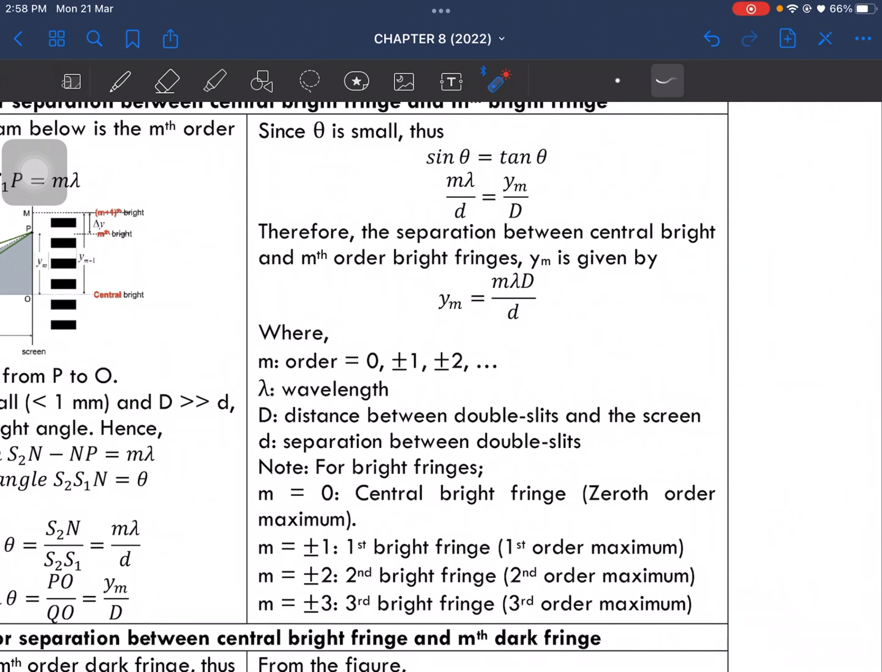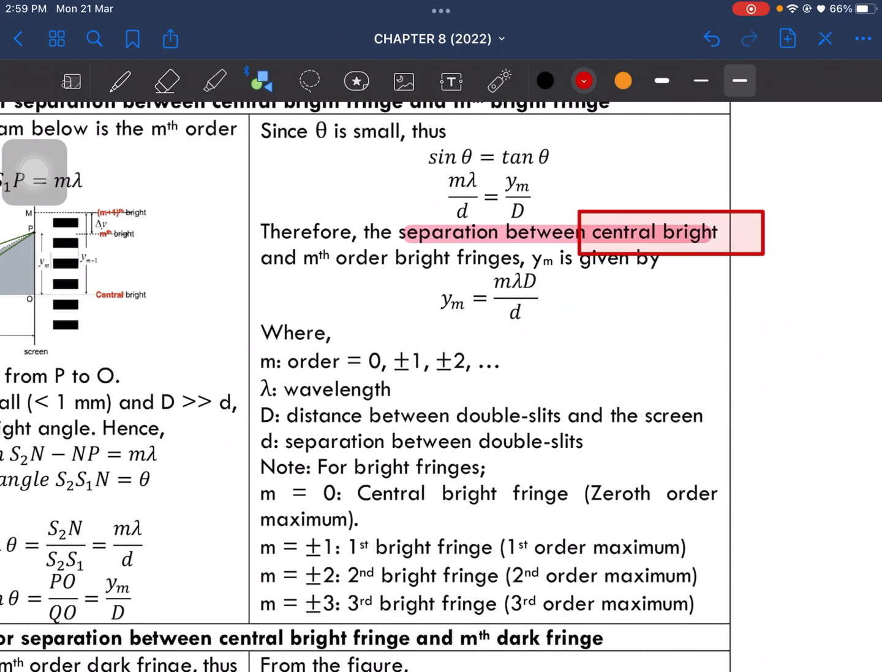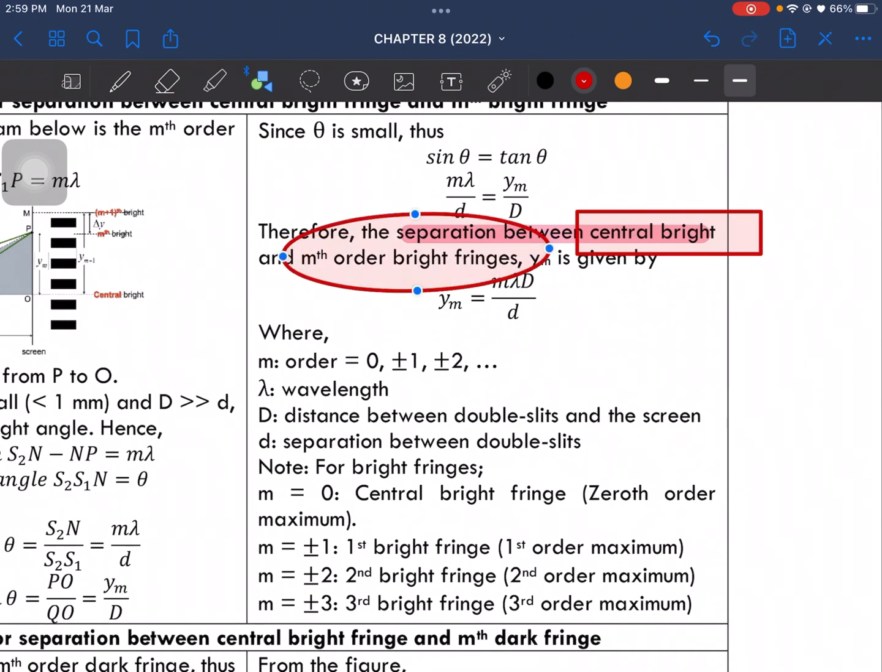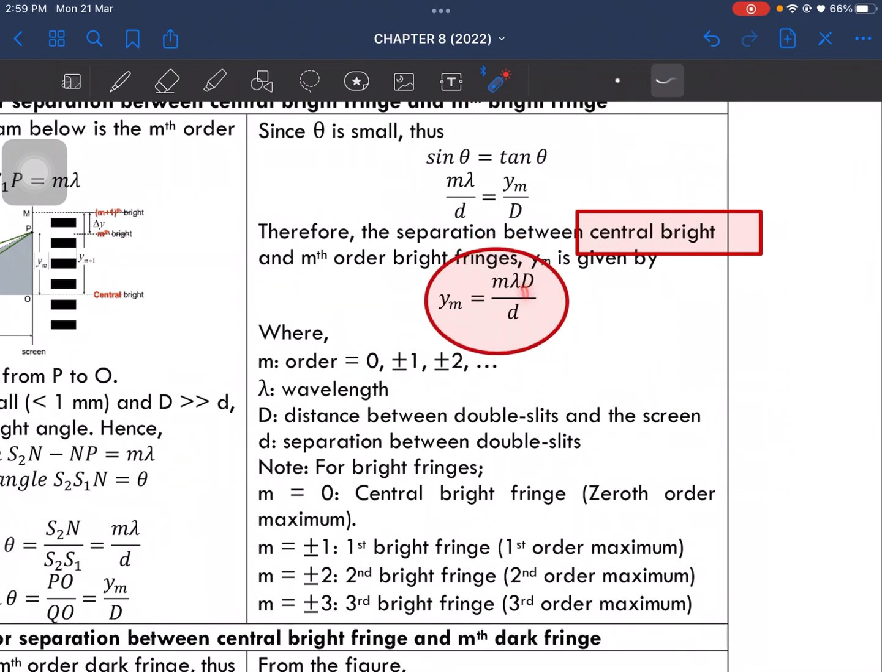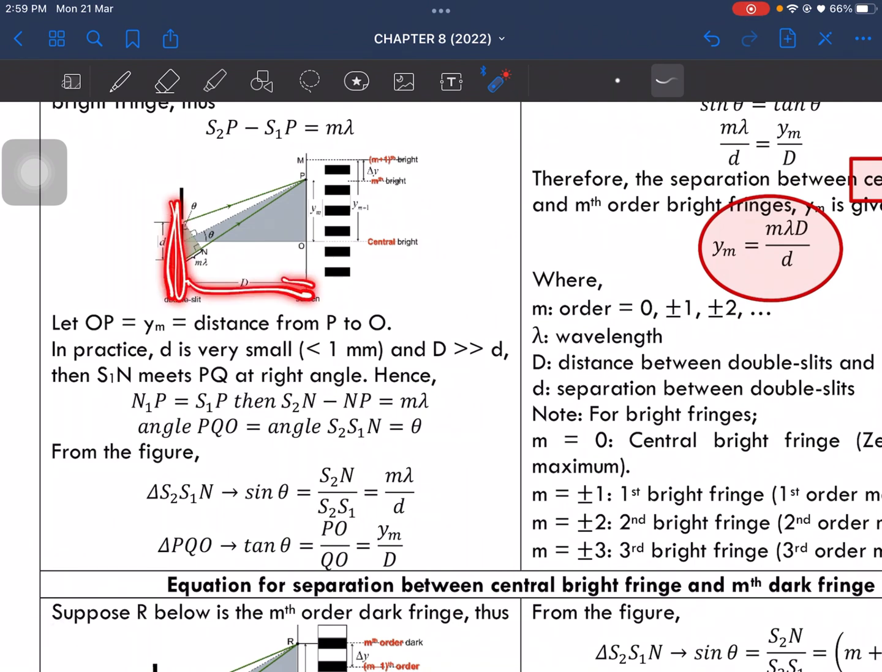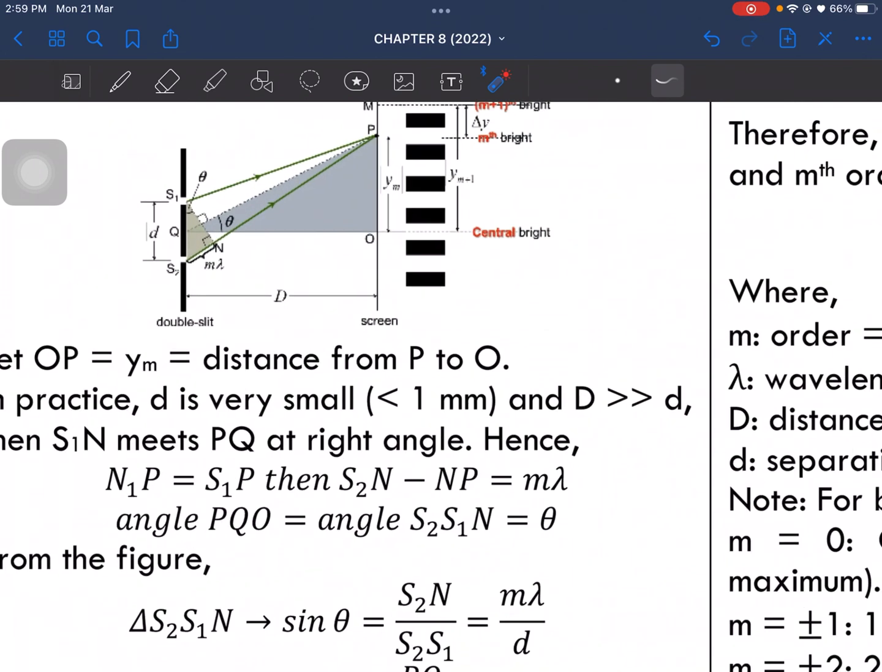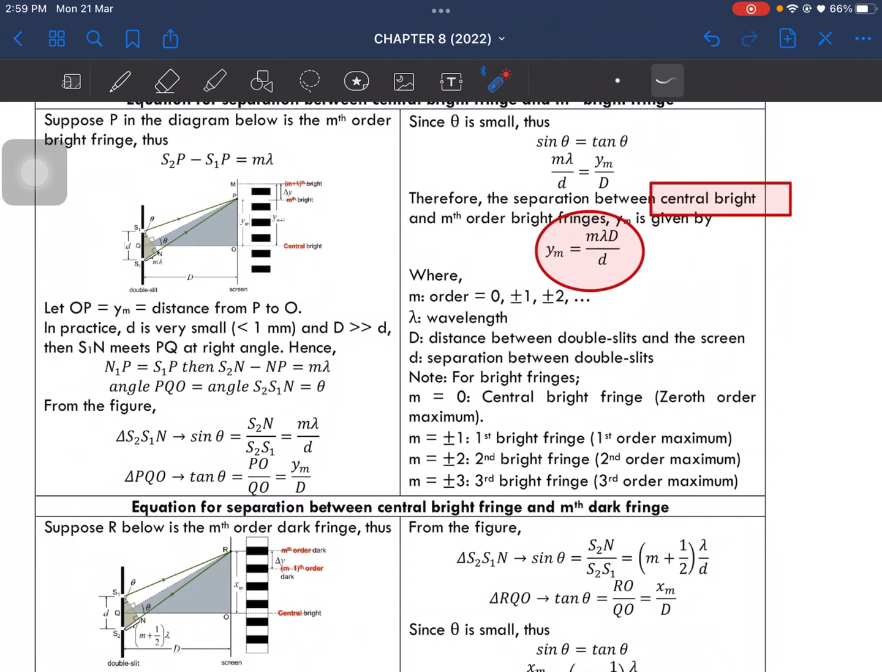So this is the equation. It tells us the separation. This equation calculates the separation between the central bright fringe and the mth order bright fringe. Whichever order the question asks for, second order or any order. M is the order, and the separation is m lambda D over small d. The capital D is the distance between the double slit and the screen, and the small letter d is the separation of the two sources.